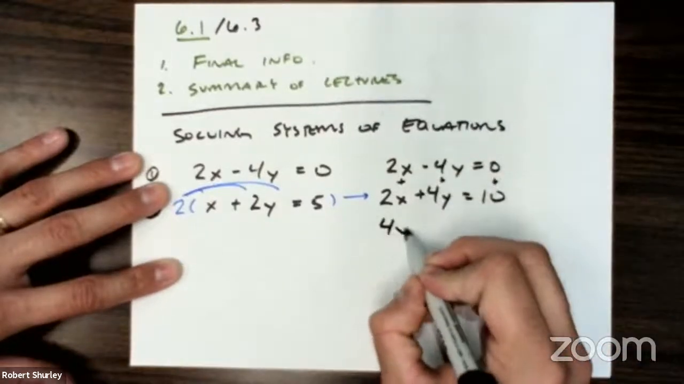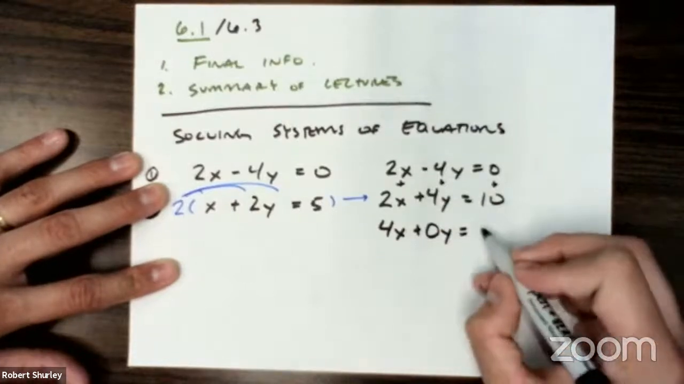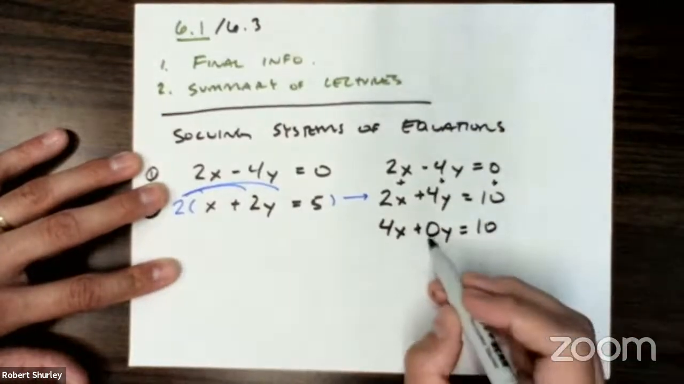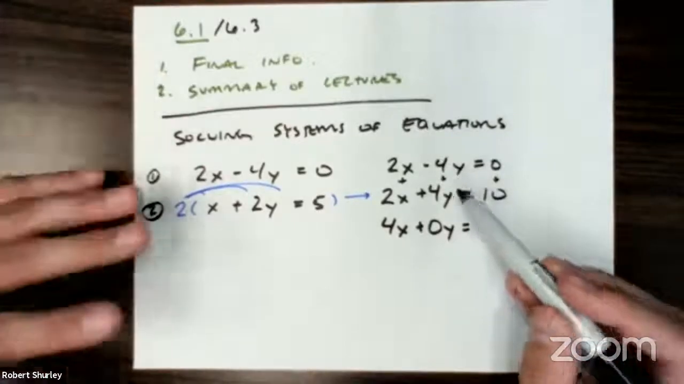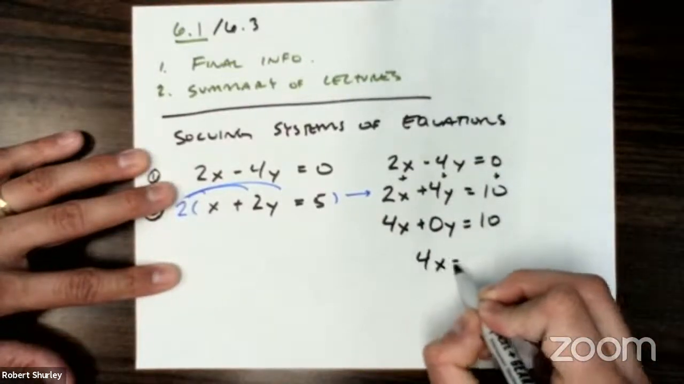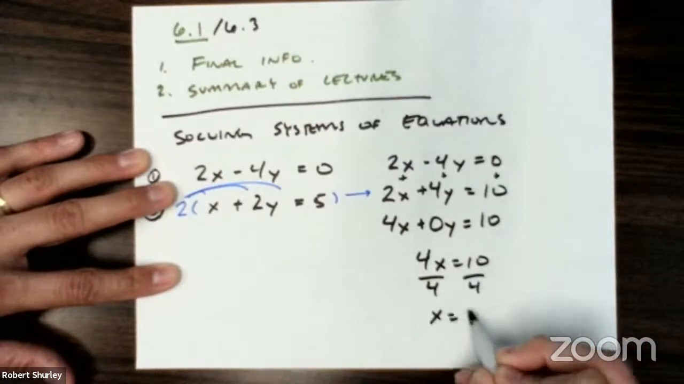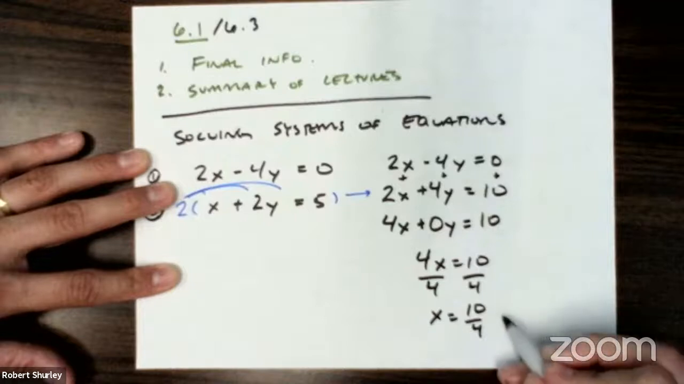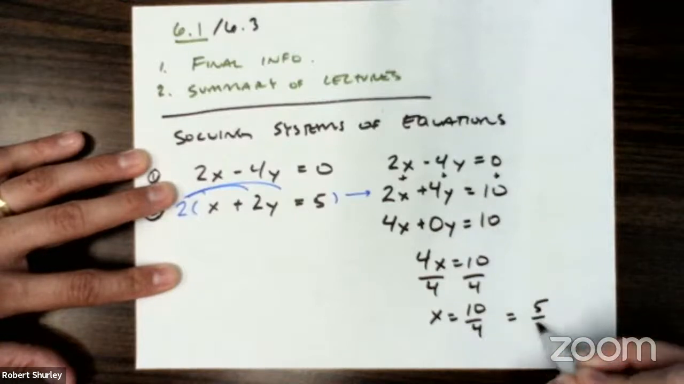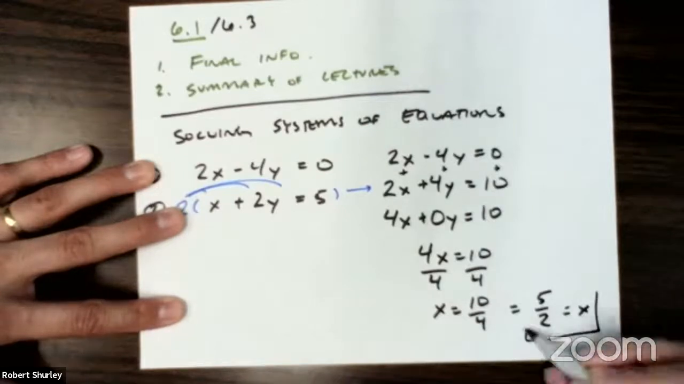And you wind up with 4x. Now, look, this goes away. This is why we did it. 0y equals 10. If you do elimination properly, it'll cancel one of the variables. So we get 4x equals 10, divide by the 4. We get x equals 10 fourths, which winds up being 5/2, right? So this is our x variable.